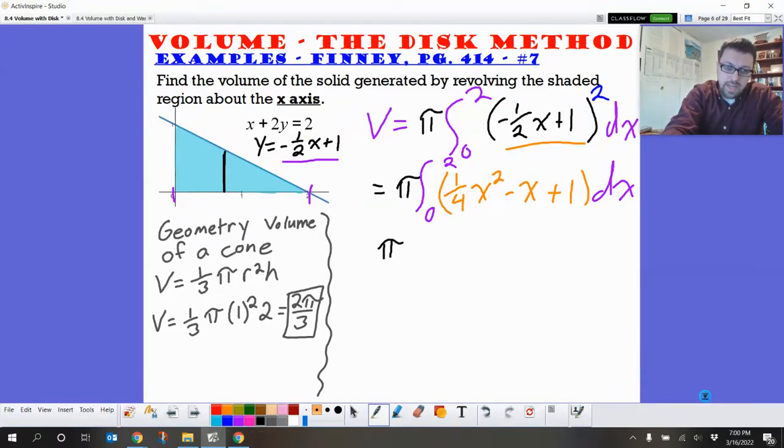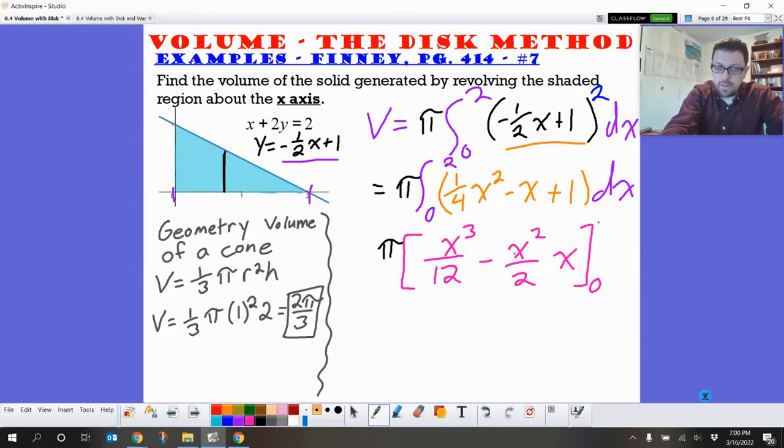So that is pi doing an integral. So we've got a 1/4. And this is going to be an x cubed, but that 1/4 is going to get multiplied by a third. So I'm just going to write an x cubed over 12 minus an x squared. It doesn't have anything else going on with it, so it's just a 2, and then an x. And we're integrating from 0 to 2.